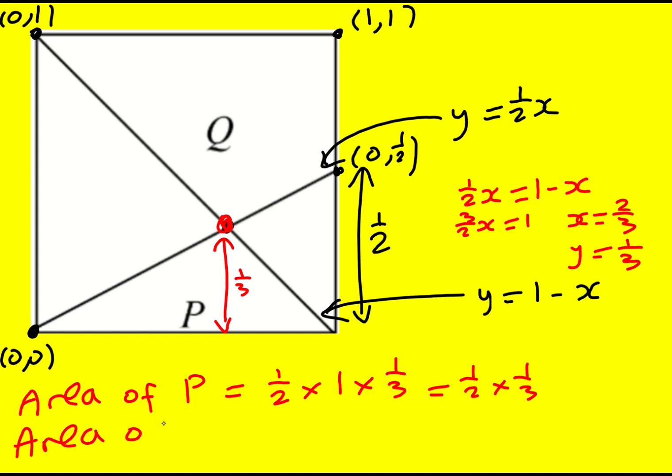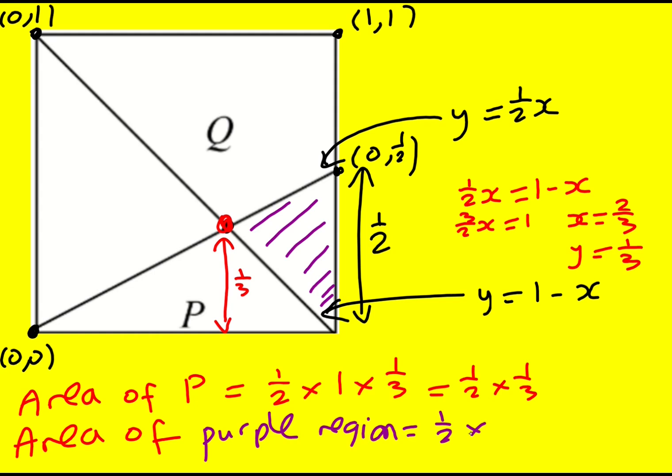And then the area of Q, okay, I need to think about this. I can't find the area of Q directly because it's a quadrilateral, but I can find the area of, let's find the area of the purple region. So this is going to be a half times, now I'm going to say that the base is this part, so it's a half times a half. And then the perpendicular height is going to be this length. Now, x was 2/3, but that was this, which means that the length on the right is 1/3.